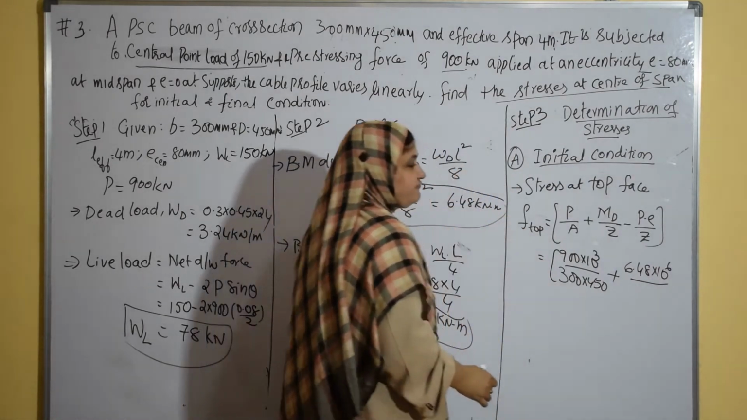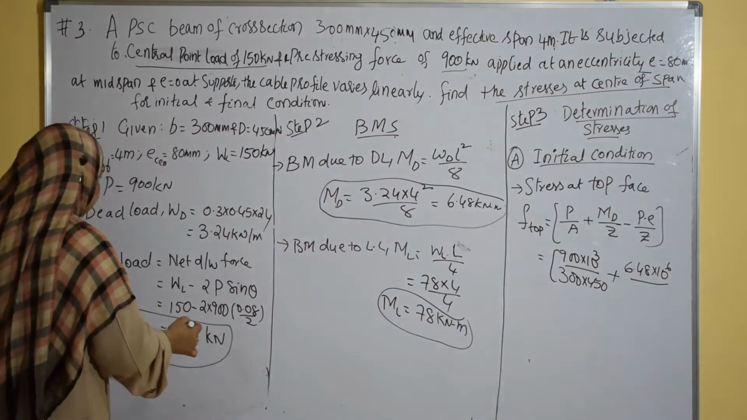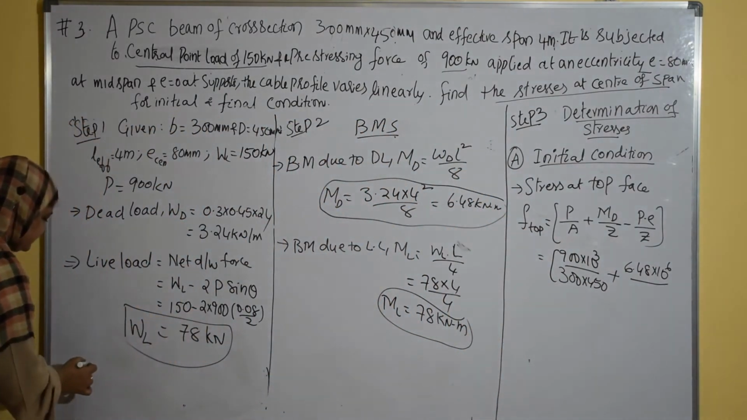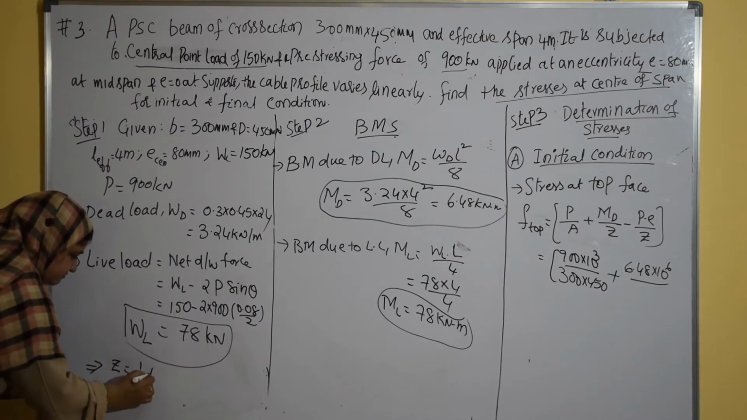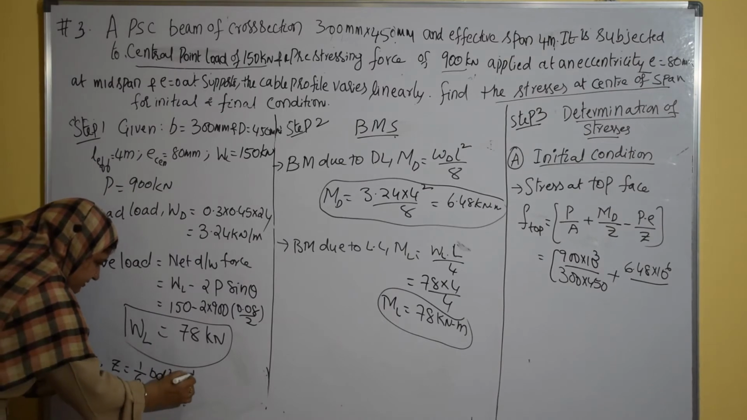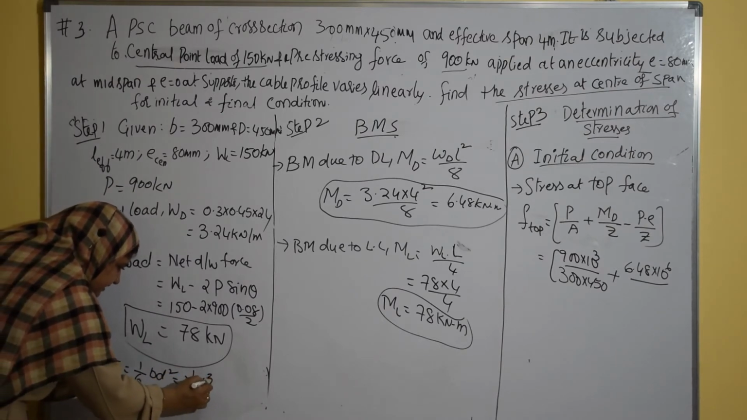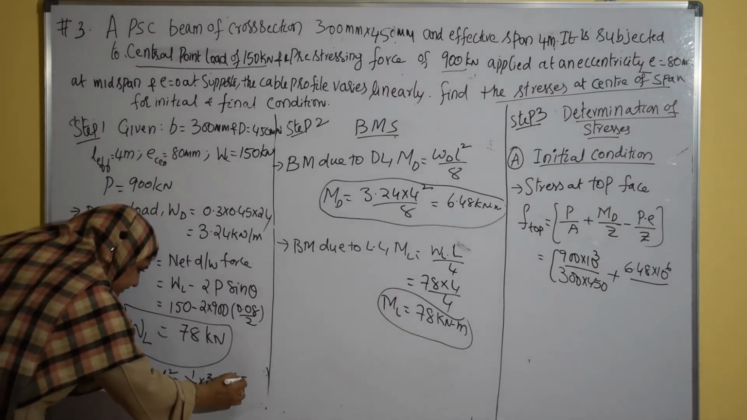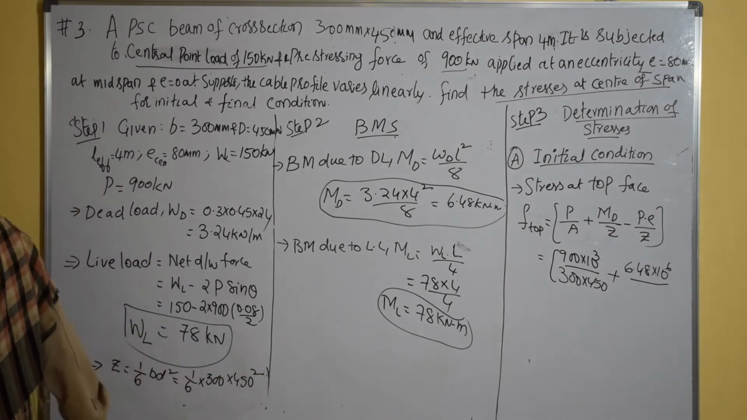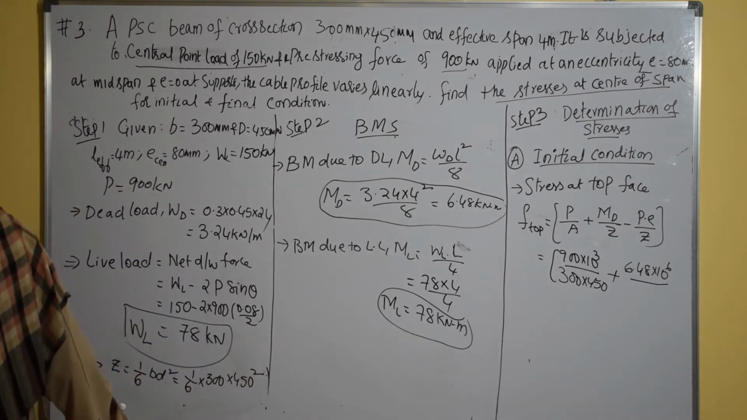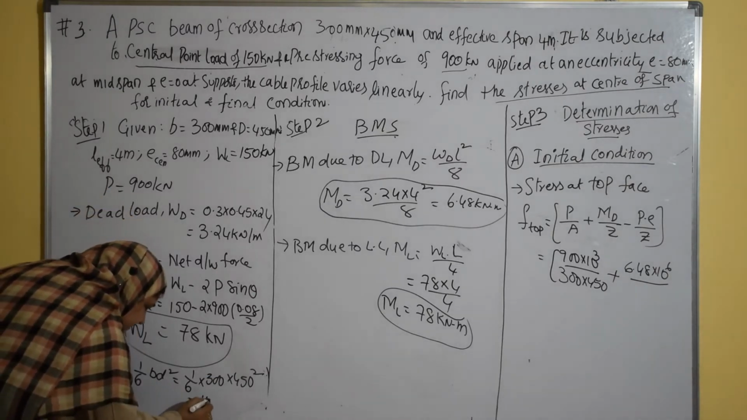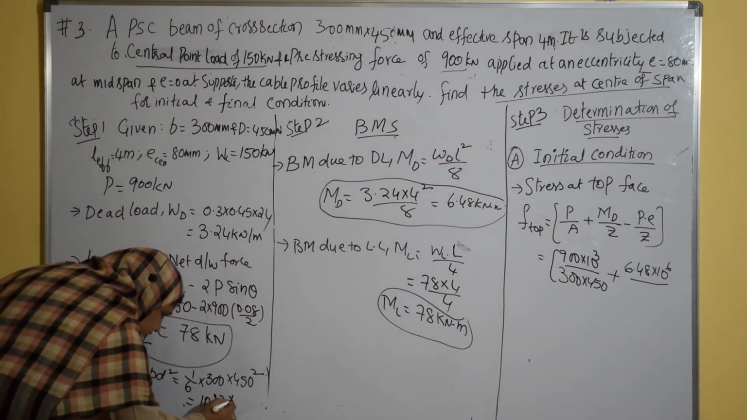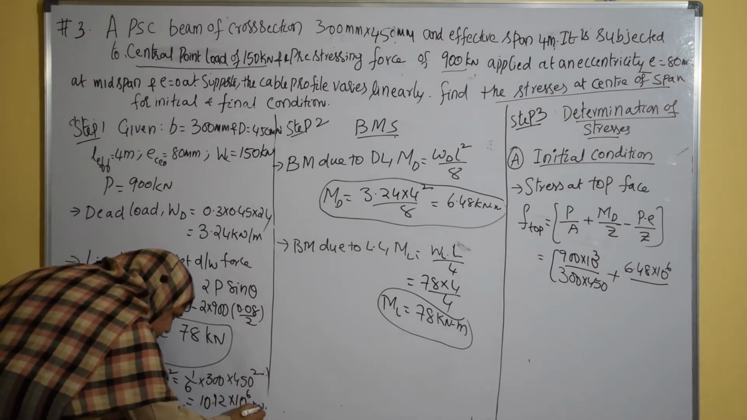Z. Again we have forgotten Z. So let us calculate Z here only. Section modulus is equal to 1/6 BD square. So 1 by 6, B is 300, D square is 450 square. So that is coming out to be Z equal to 10.12 into 10 to the power of 6 cubic mm.